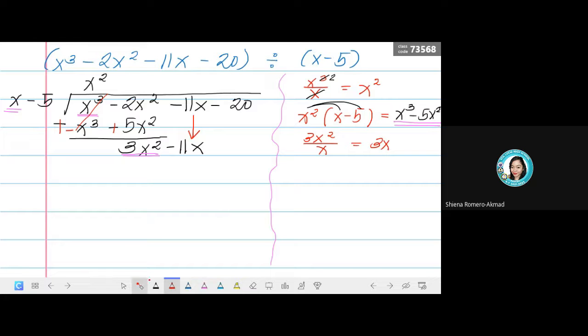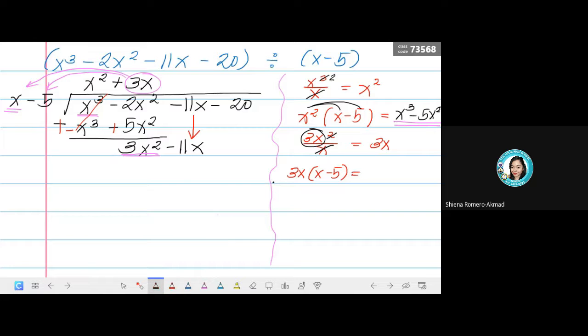Correct. So, ganito lang yan. Cancel natin yung exponent. Cancel natin yung variable x. Naiwan is 3x. All we have to do is to write the answer dito katabi ng x squared. So, that's positive, so plus 3x. Next step is to multiply this dun sa lahat ng terms dun sa divisor. Same process. After we divide, we multiply. So that's 3x times x minus 5.